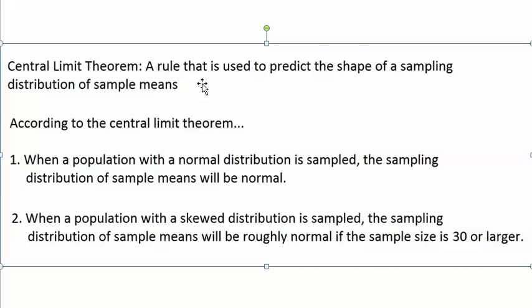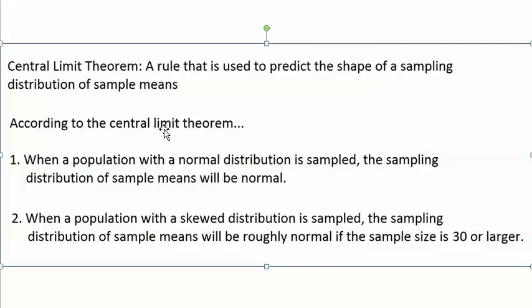In an earlier video, we learned about the idea of a sampling distribution. We learned that if a population is randomly sampled and a sample mean is calculated, there are different possible samples that might be selected. Each possible sample has a sample mean, and those sample means have a sampling distribution. The central limit theorem allows us to predict what shape the sampling distribution will have.